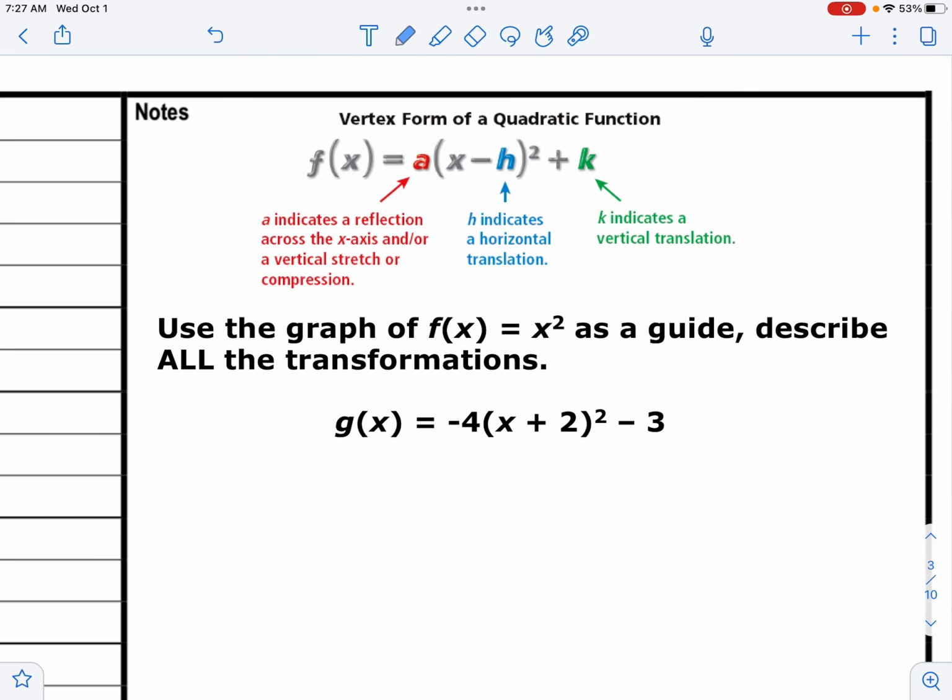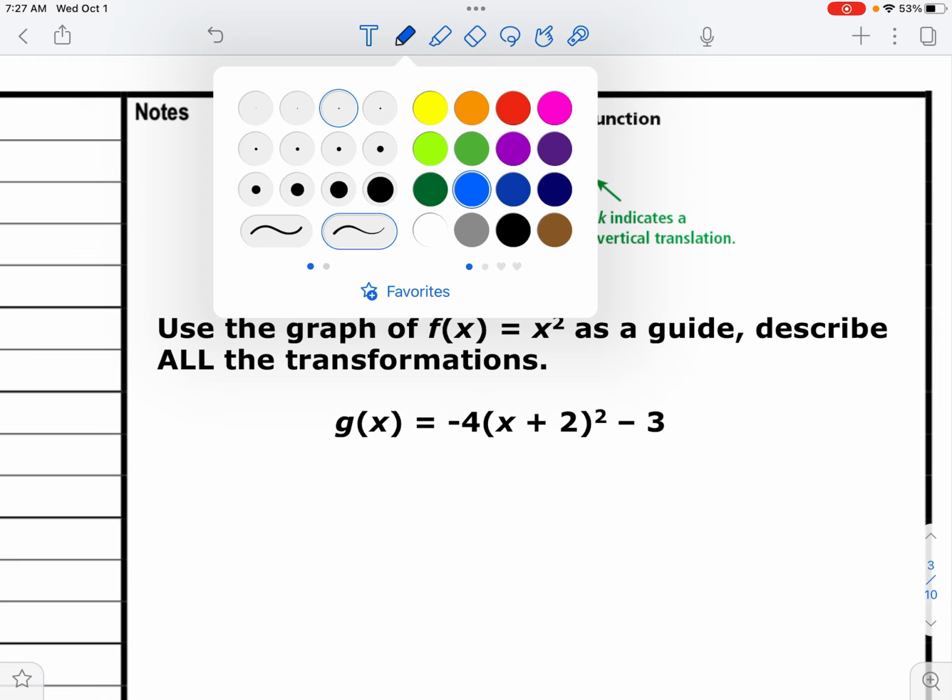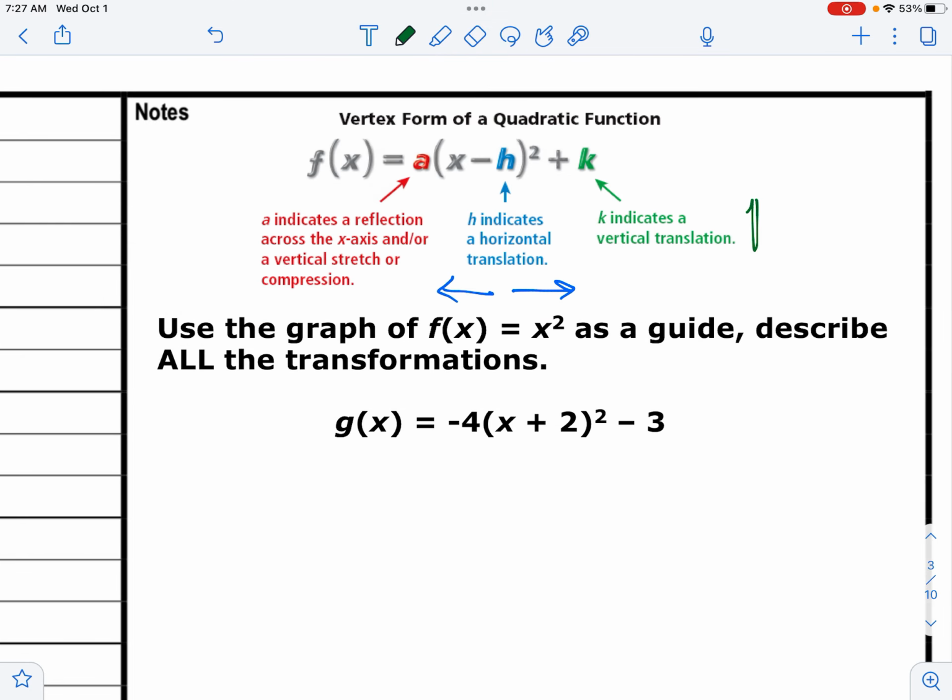So from last year, vertex form looks like this. f of x is equal to a times the quantity x minus h squared plus k. And when you slide things around, the h value and the k value do a couple of different things. So this h value is a horizontal translation. What that means is I'm going to move it right or left. And then the k value was the one that went, hey, we're going to move this up or down.